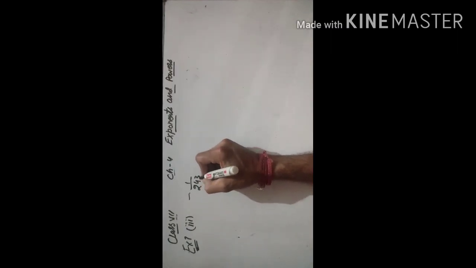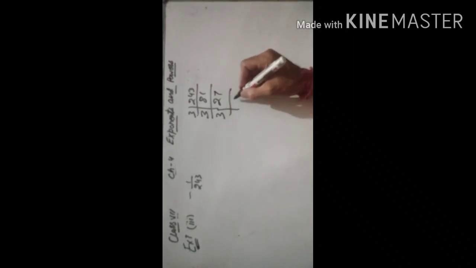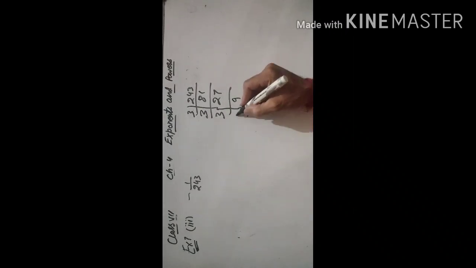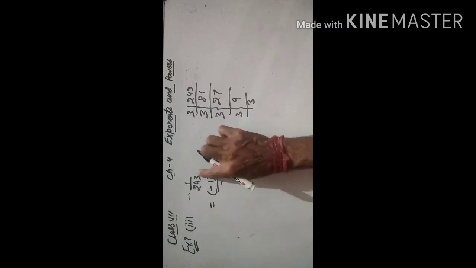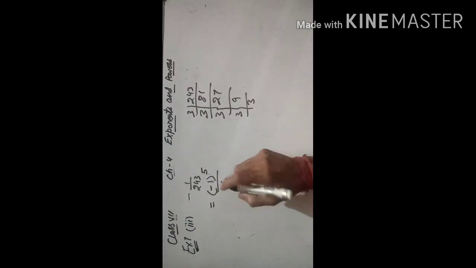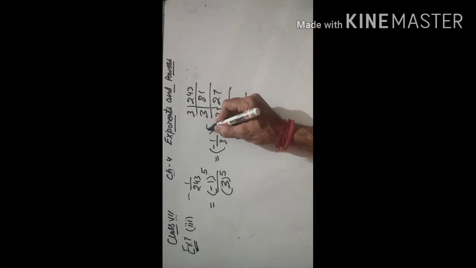Third part is minus 1 by 243. Now, let's find the prime factors of 243. 2 doesn't divide it, it goes on 3, 3 eights are 24, 3 ones are 3, and it goes on like this. So 243 is 3 to the power 5, then it becomes minus 1 by 3 to the power 5.